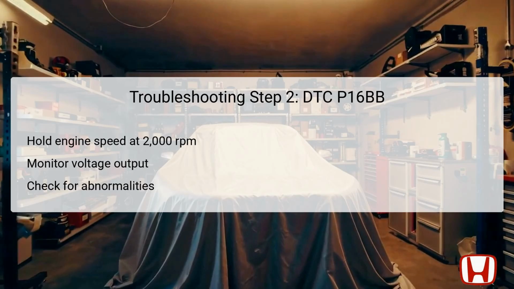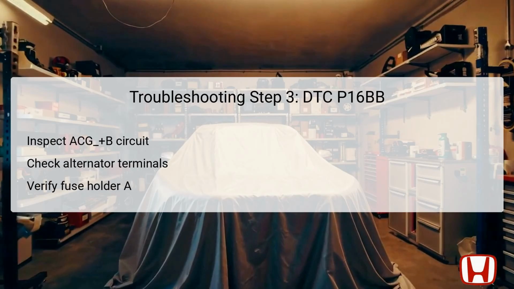By maintaining this engine speed, the technician can evaluate the alternator's performance and power output under controlled conditions. While holding this RPM, it's essential to monitor the voltage output from the alternator. If the voltage readings are outside the specified range, it signals that there is an issue with the alternator or the circuit supplying power. Thus, this step is critical for isolating faults in the power supply system.